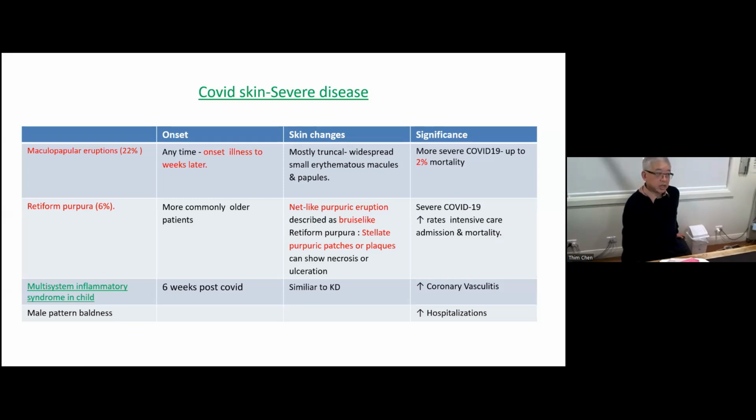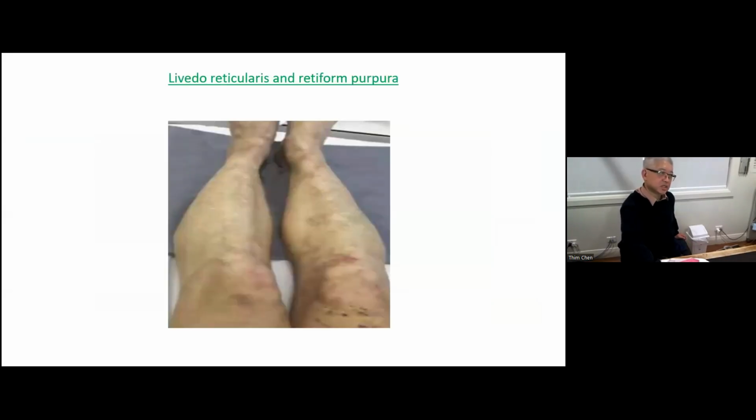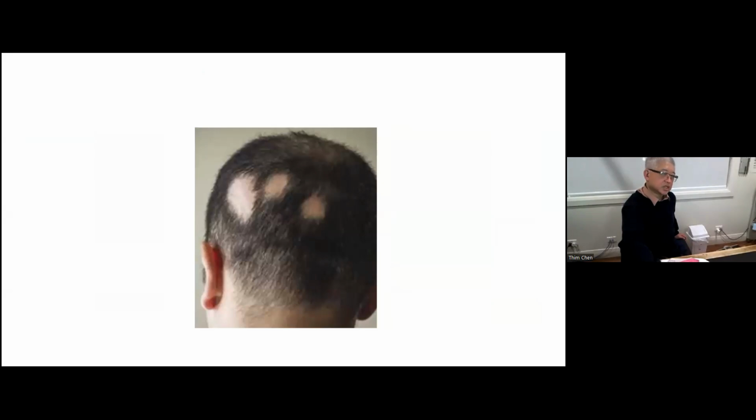You can also get post-COVID pityriasis rosea with the herald patch and the inverse Christmas tree appearance. You can see it in COVID as well. So these are very interesting new things. Macular papular eruption, these are seen in severe, and same with the net-like retiform purpuric lesions. Male pattern baldness, this is alopecia areata, so it's not male pattern. So this is seen in conjunctivitis. They are also seen in COVID-19 patients as well. It takes about a few months to recover.